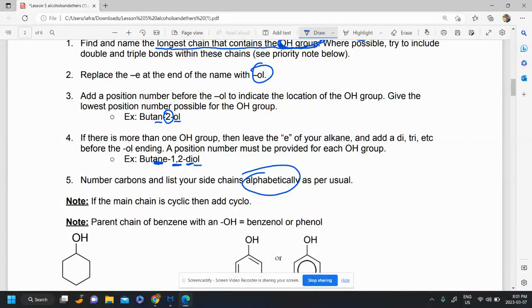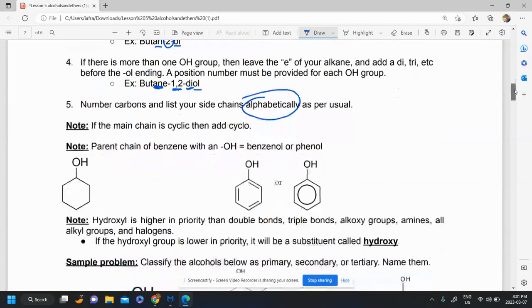So really the main difference is what you're prioritizing when you're finding your parent chain. It's the OH group, and then the ending that you're using, which is the ol. There's a couple other minor things, but that's the main difference. So it's really nothing that much more difficult than what you've already learned.